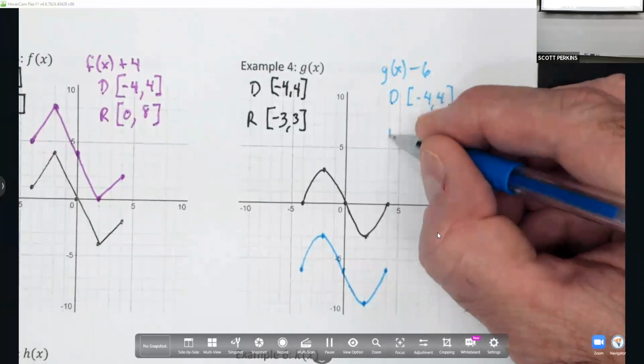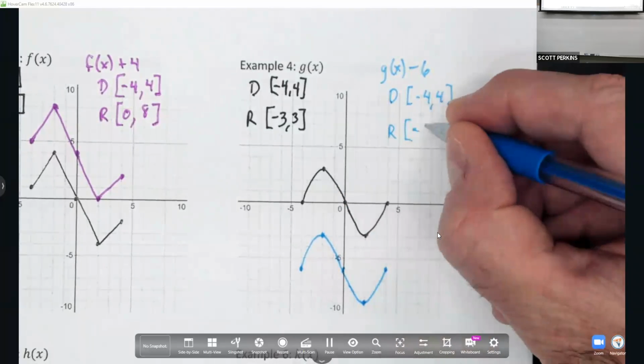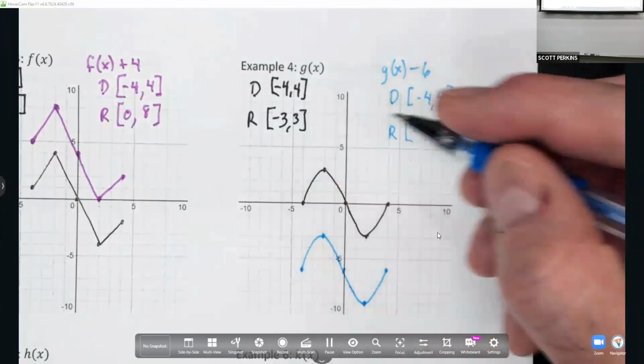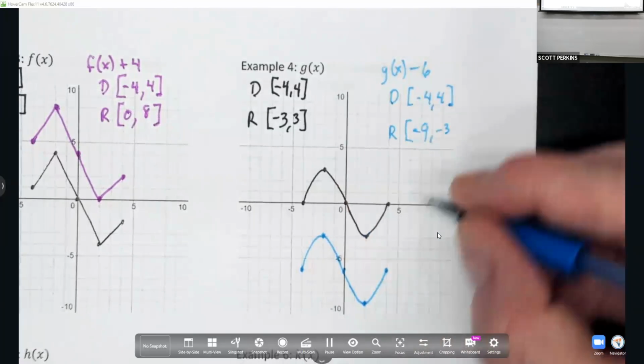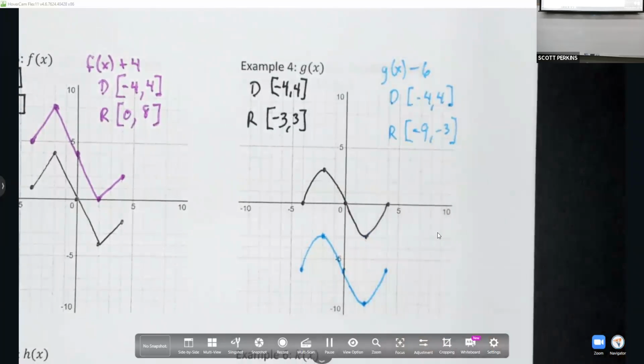And then the range. If I subtract 6 from -3, I get -9, which you can see is indeed the low value down there. And if I subtract 6 from 3, I get -3. And again, that is indeed the high value of the blue graph. And that's just the relationship I'm trying to show you.